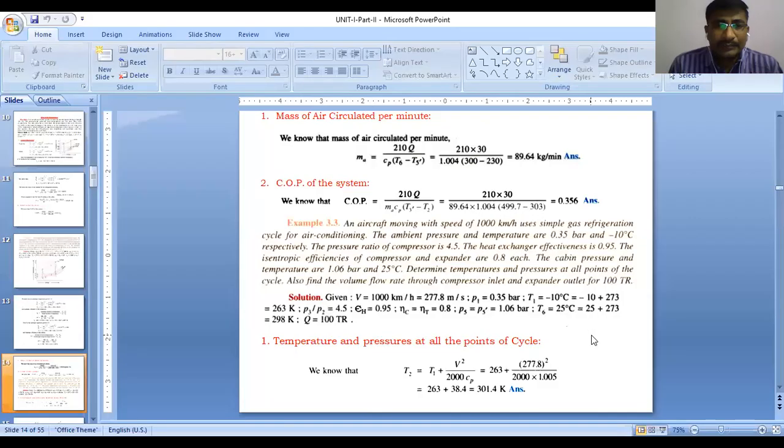Then the air exits from the cabin to the atmosphere again. The fresh air is taken by the aircraft. That means the simple air cooling system used in aircraft works on the open Bell-Coleman cycle. Okay, clear students? Today we are going to solve another remaining problems on the simple air cooling system.